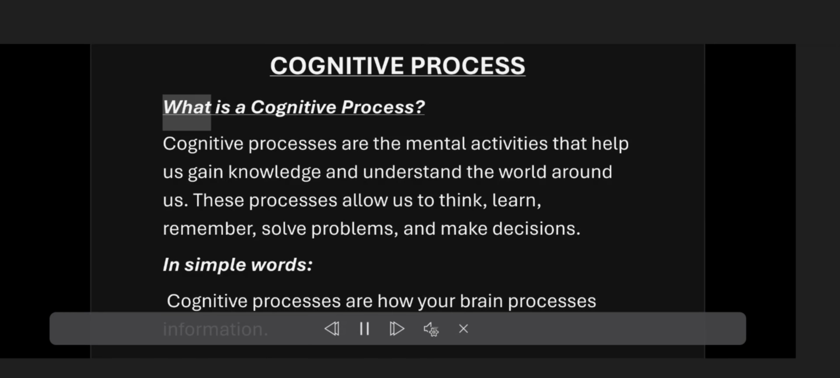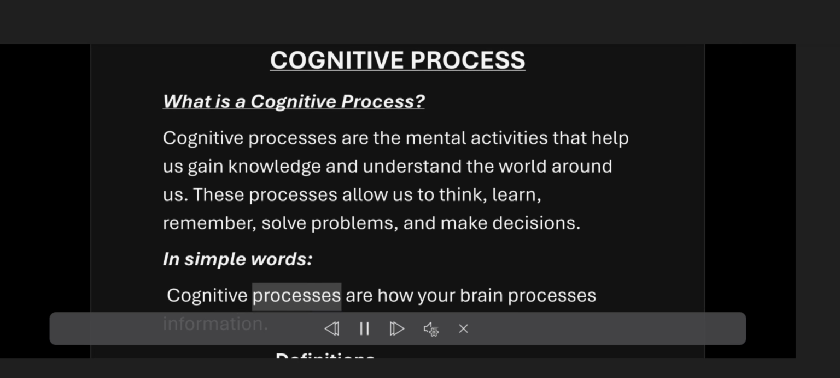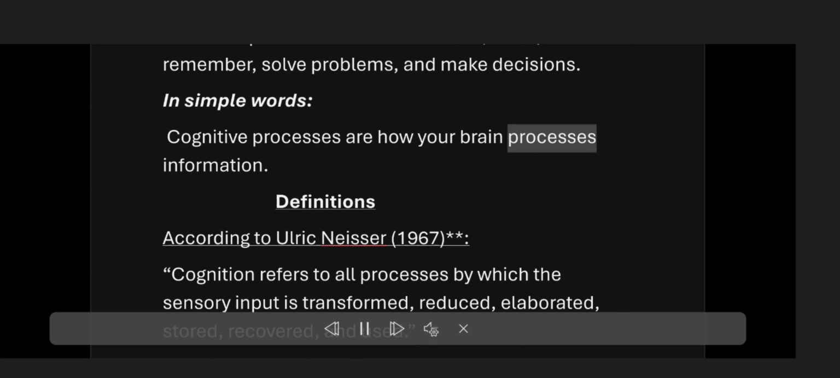Cognitive process. What is a cognitive process? Cognitive processes are the mental activities that help us gain knowledge and understand the world around us. These processes allow us to think, learn, remember, solve problems, and make decisions. In simple words, cognitive processes are how your brain processes information.